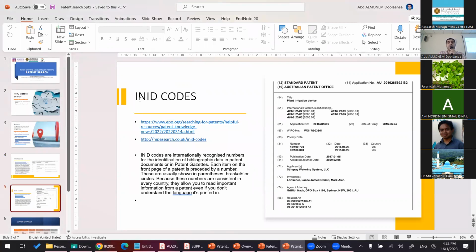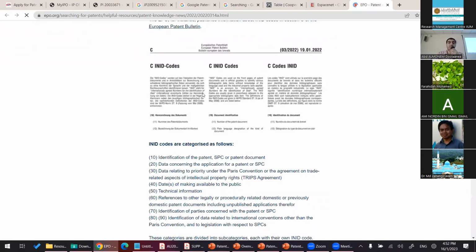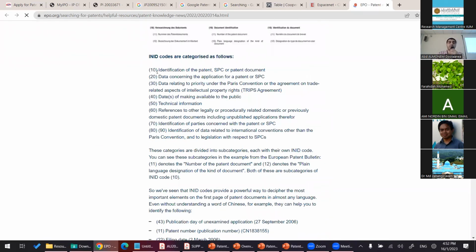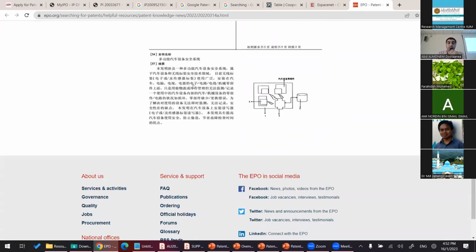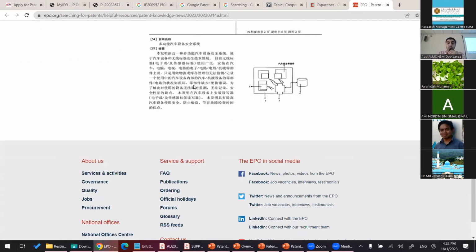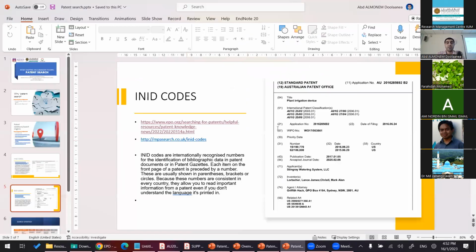We have this one, the INID codes, the numbers I showed you. This is the codes. So 10 means something concerning the application for patent, 70s are the names. I think the link gives a straightforward meaning.